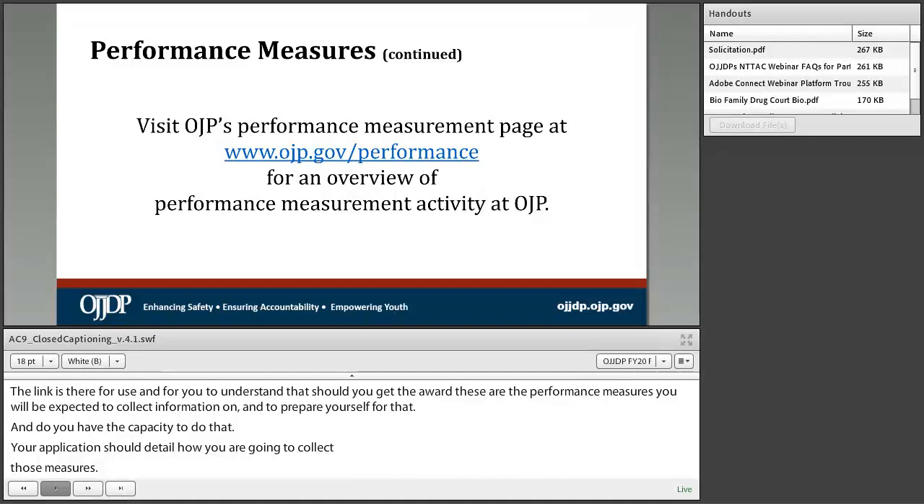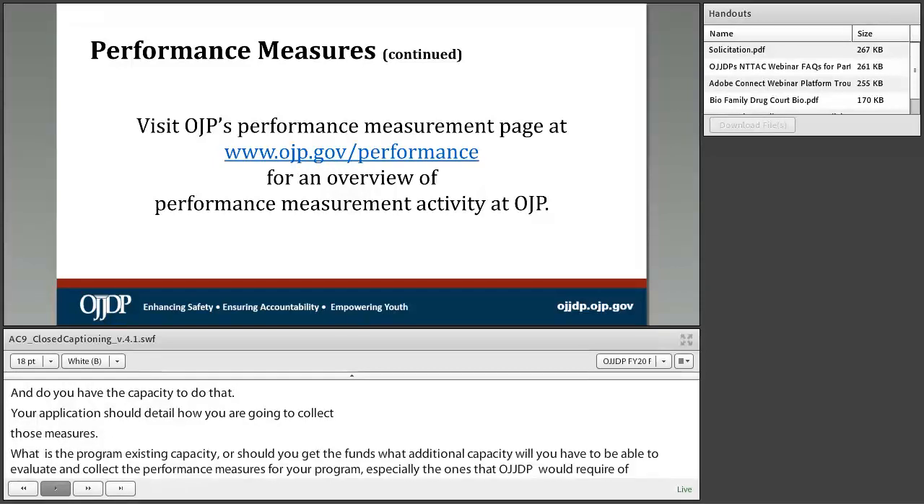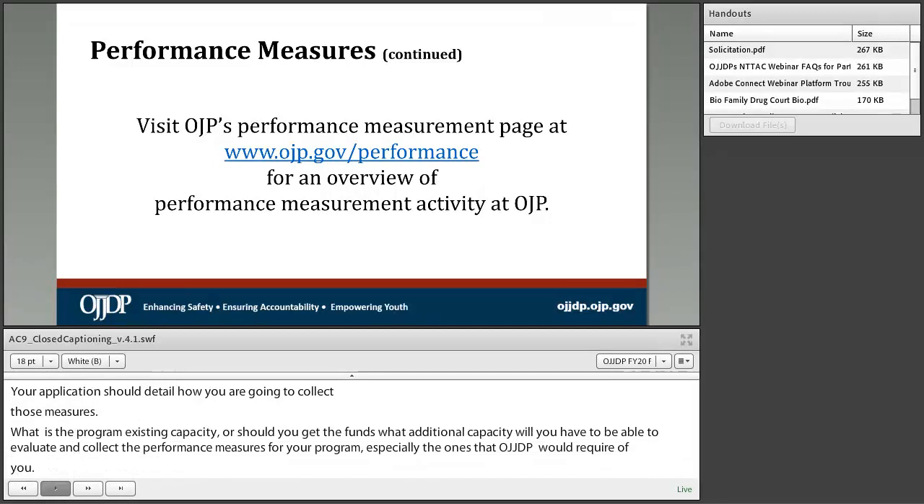And here is a link to the performance measurement page at OJP, where you can then hunt and search for some of the current performance measures for our family drug court programs, if you would like to take a look at what is expected, as well as performance measurement activity at the Office of Justice Programs in general.